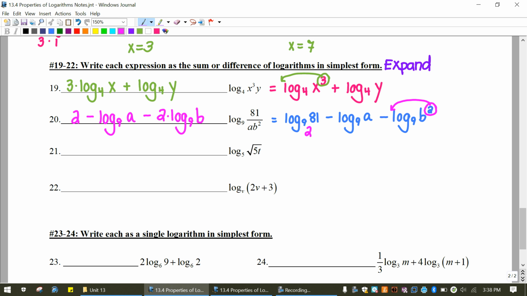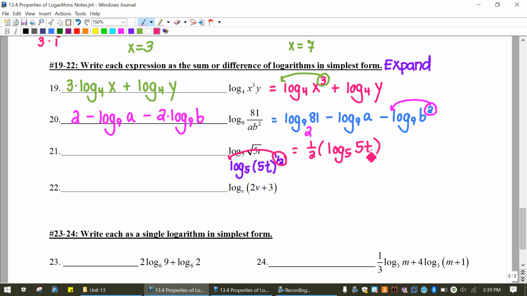Okay, 21 is a little tricky. It's tricky because I have a square root around this product. So I'm going to rewrite this as log base 5 of 5t to the 1/2 power. My first step will be to take this 1/2 and move it in front of my log. So I've got 1/2 log base 5 of 5t.